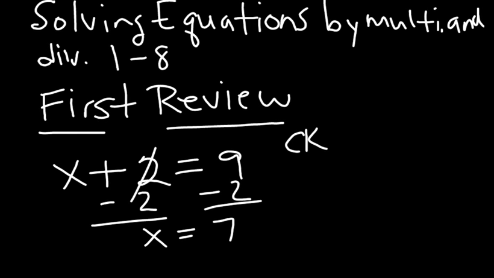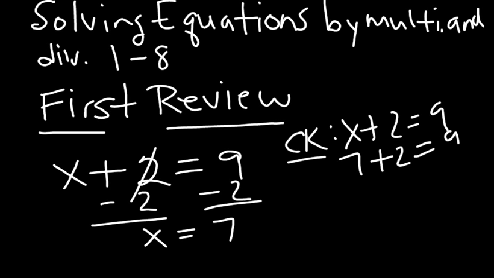Next you have to check. You have to write the original problem. You have to put 7 in x's place and see if it actually works. Well, 7 plus 2 is 9, so 9 equals 9, so it checks. Perfect.